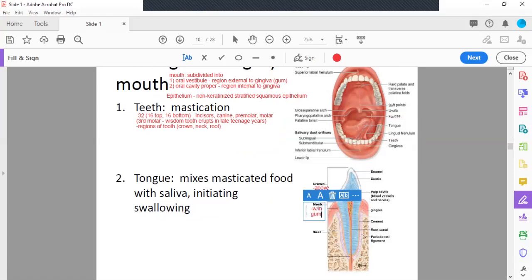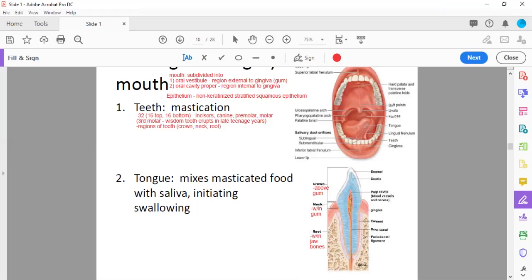And the root, you can't see the root, so it would be within the jaw bones. They are going to be the maxilla and the mandible. So here's what I want to ask you. Now look at the image on the right lower side. You see three regions: the crown, the neck, and the root. Do keep in mind that the crown is visible. You can always see the crown. The neck, you can't see until your gum recedes.